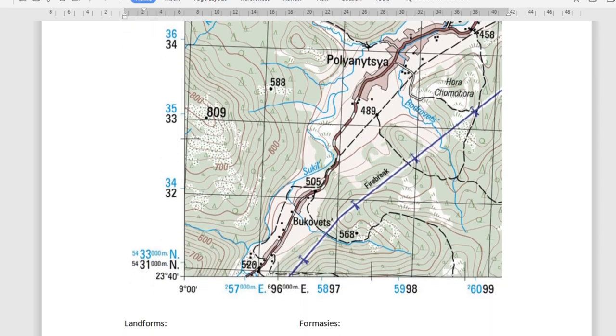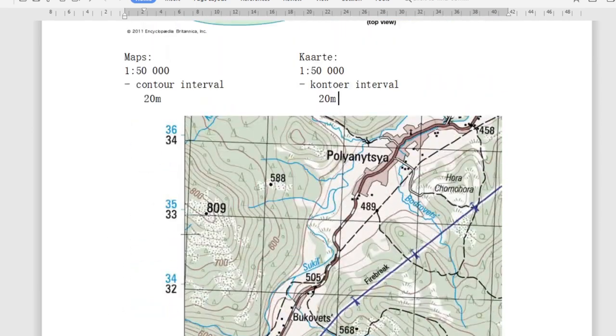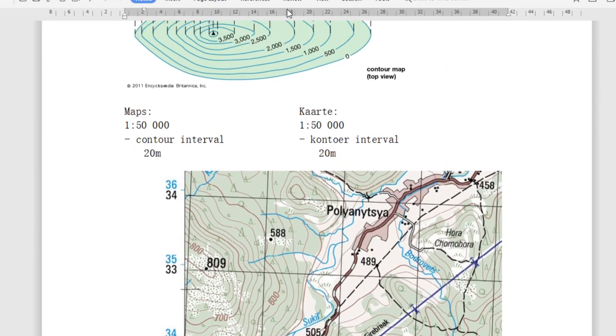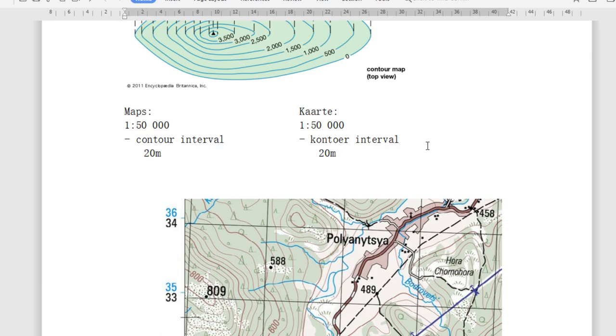Okay, so met 'n kaart soos hierdie kan ons mooi sien hoe lyk die terrain. We can see what the terrain looks like. Okay, now there's a couple of ways how to tell height. Okay, so hoe weet ons, hoe kan ons die hoogte sien?